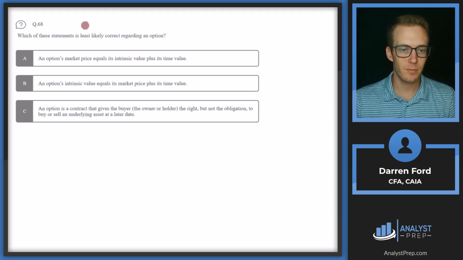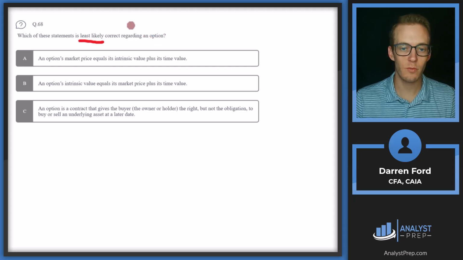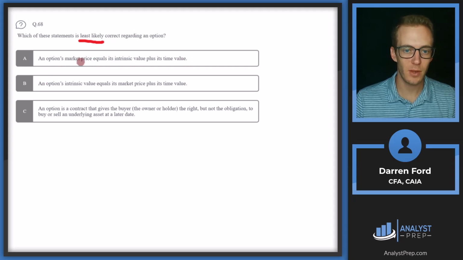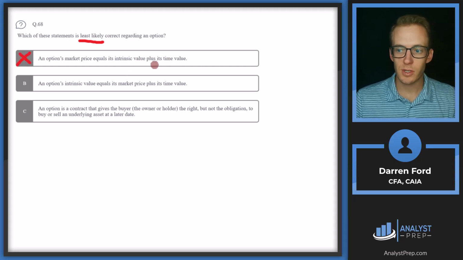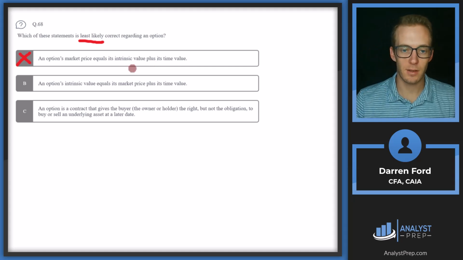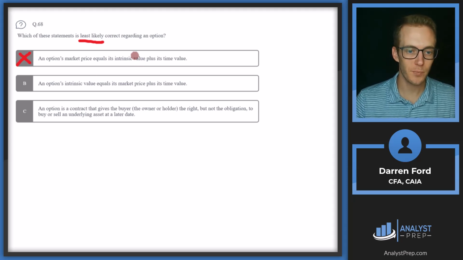Question 68. Which of these statements is least likely correct regarding an option? So least likely correct, so 2 of these will be correct and 1 will not be. A, an option's market price equals its intrinsic value plus its time value. We can rule that out since that is a correct statement. The difference between the intrinsic value and the option's price is the time value, and the price is always going to be above that intrinsic value as long as there's positive time, and then as it converges closer to the expiration, that intrinsic value should be similar to the price.